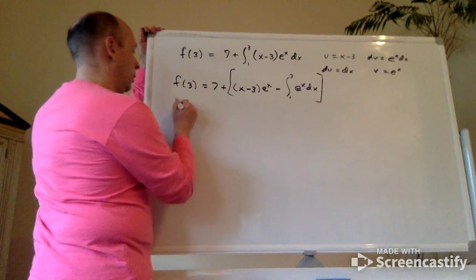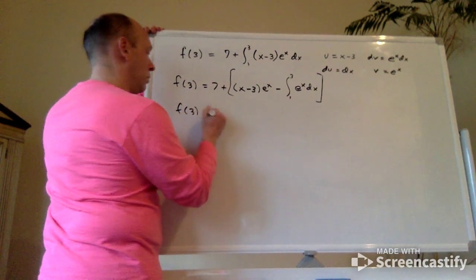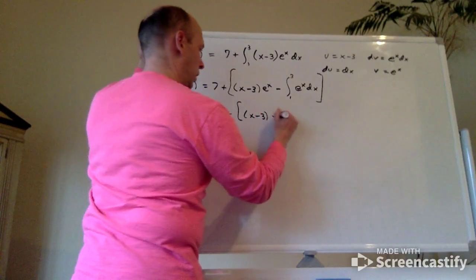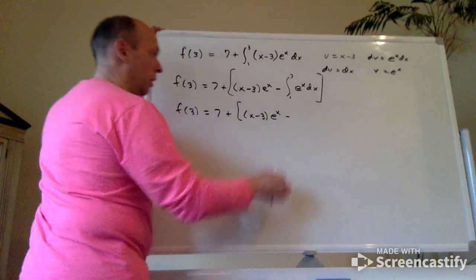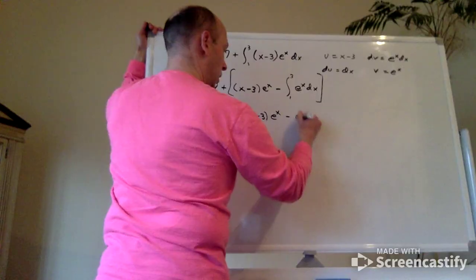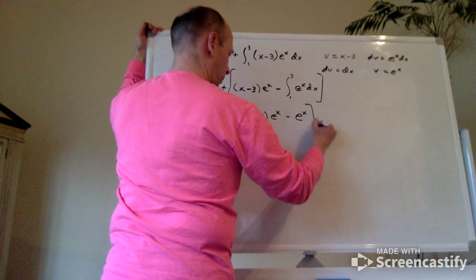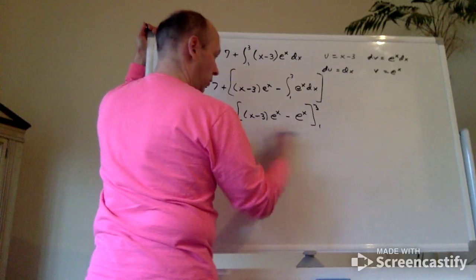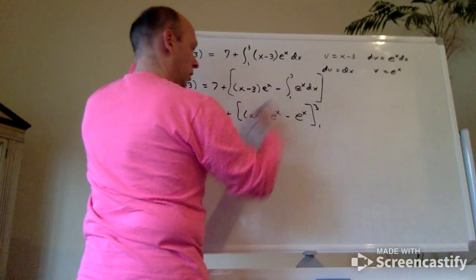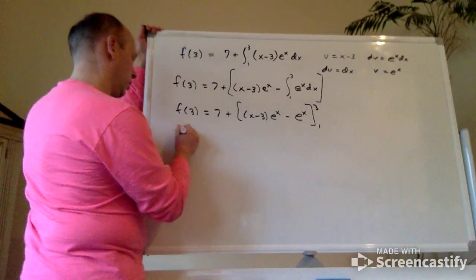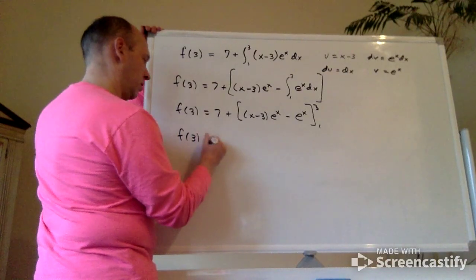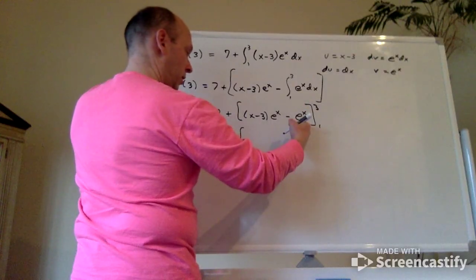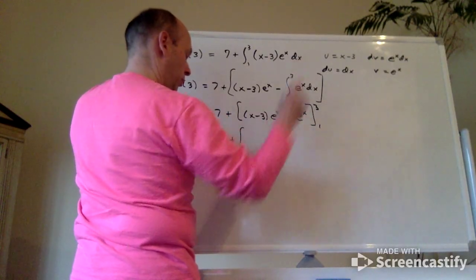All right, so let's do it. So we have f of 3 is equal to 7 plus this stuff. So x minus 3 times e to the x minus, of course, the antiderivative of e to the x is e to the x. And what we're going to do is evaluate this entire expression from 1 to 3, not just this, but all of this. All right, so let's carefully do this and see where it takes us. So we have 7 plus. So I'm going to plug in 3 into all of this, and then I'm going to plug in 1 into all of this, and then perform the subtraction.